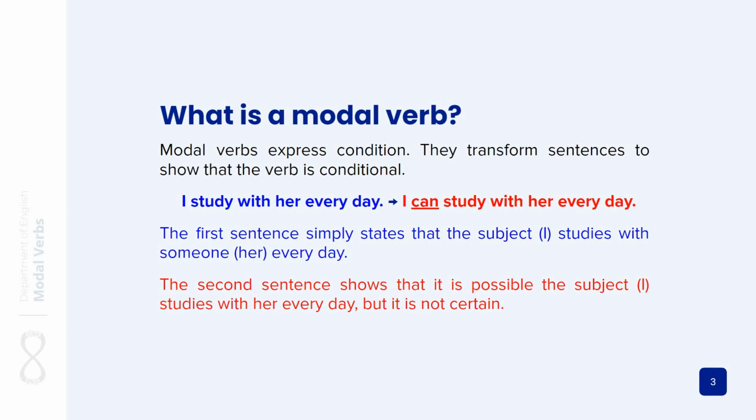Modal verbs express condition. They transform sentences to show that the verb is conditional. This means that something is not certain or sure. It depends on something else.